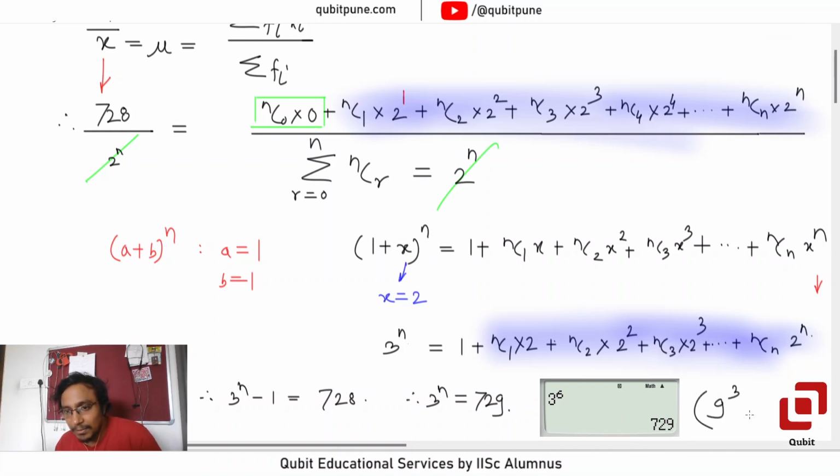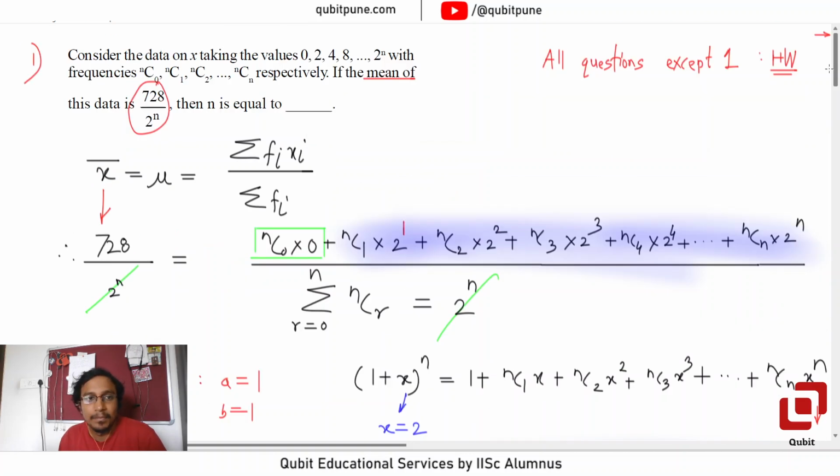729 is 9 क्यूब, तो 3 स्क्वायर्ड का क्यूब 3 raised to 6. ठीक है. ओके, फाइन. So that's the end of today's session.